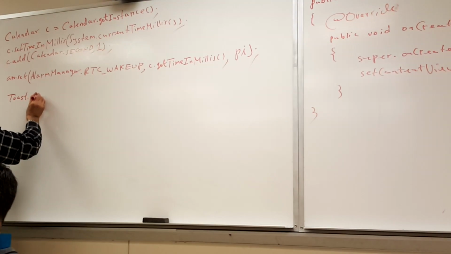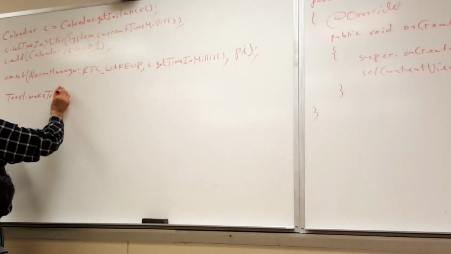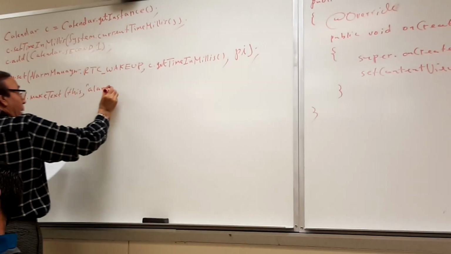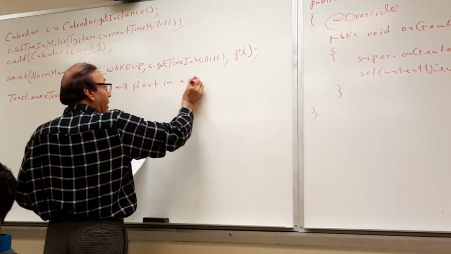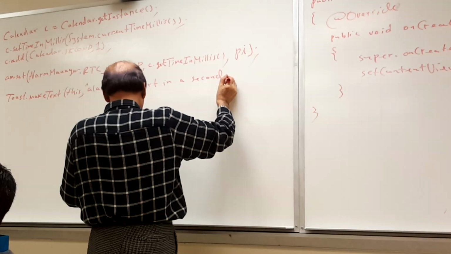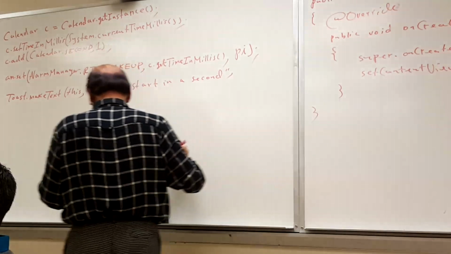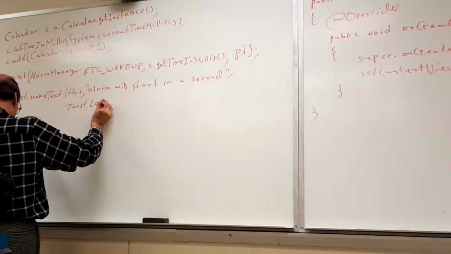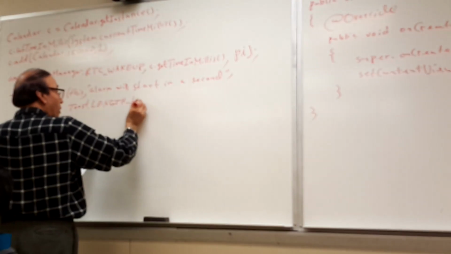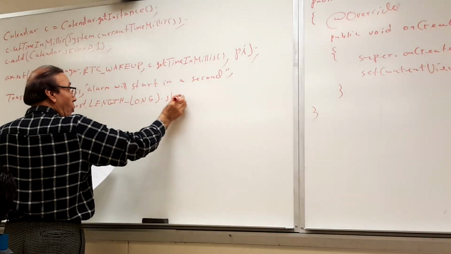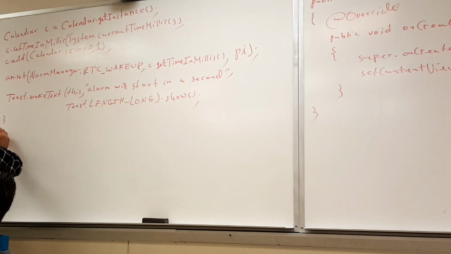Toast.makeText(this, "Alarm will start in a second", let's make it with a timing, Toast.LENGTH_LONG, and show the toast. Close, close, close.